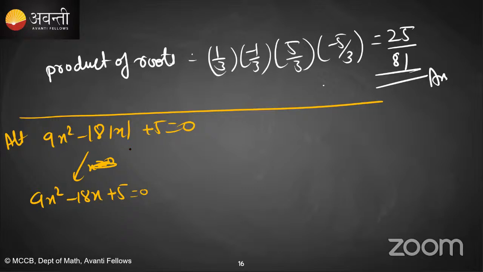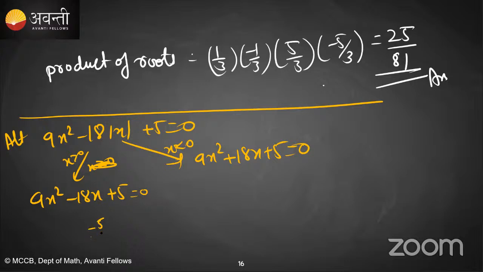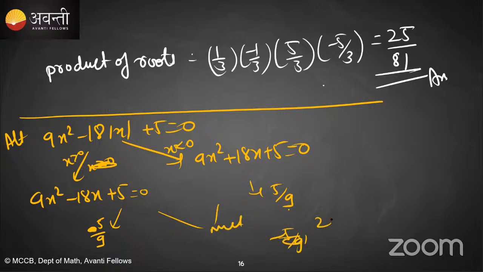You can solve this in two ways. This can be written as 9x square minus 18x plus 5 and 9x square plus 18x plus 5 is equal to 0. When x is negative, it can be written like this; when x is positive, it can be written like this. Then find the quadratic. The roots are 5/9 and minus 5/9. 5 by 9 is the product of roots from this, and 5 by 9 is the product of roots from this, and multiply these. What is this? Minus 5 by 9. Sorry, what is this? 25 by 81.